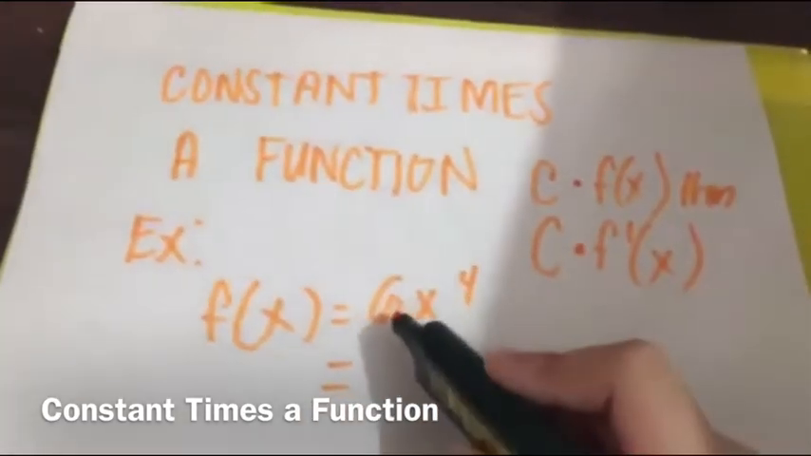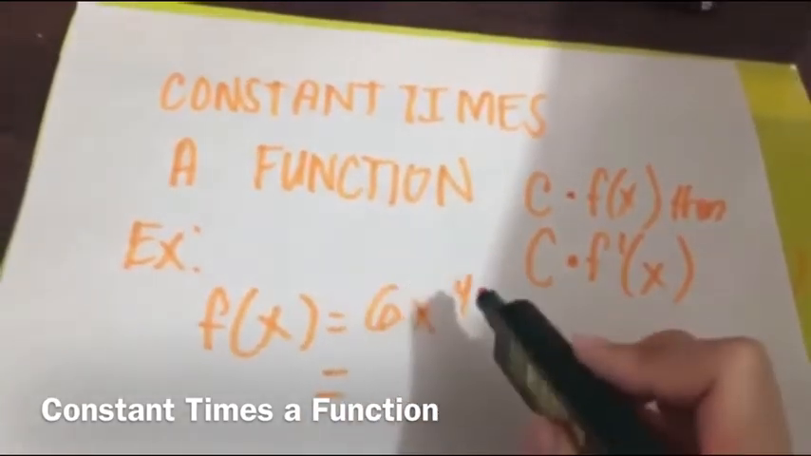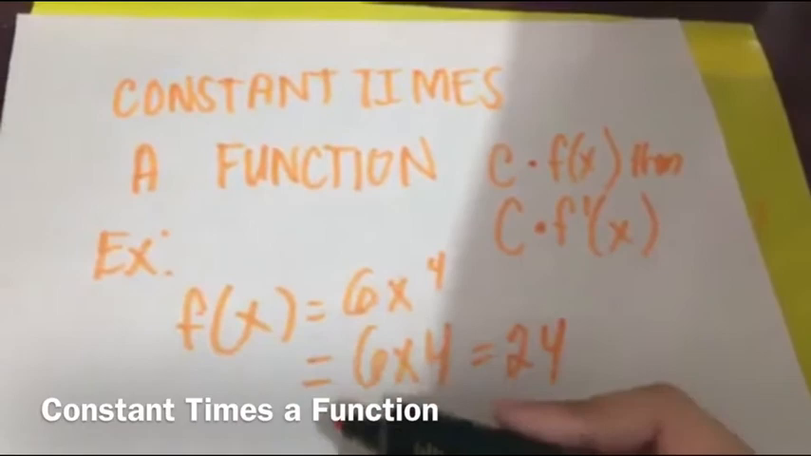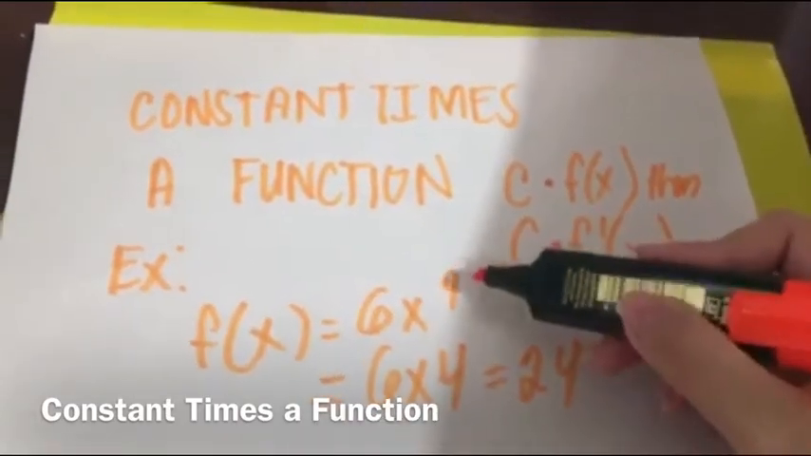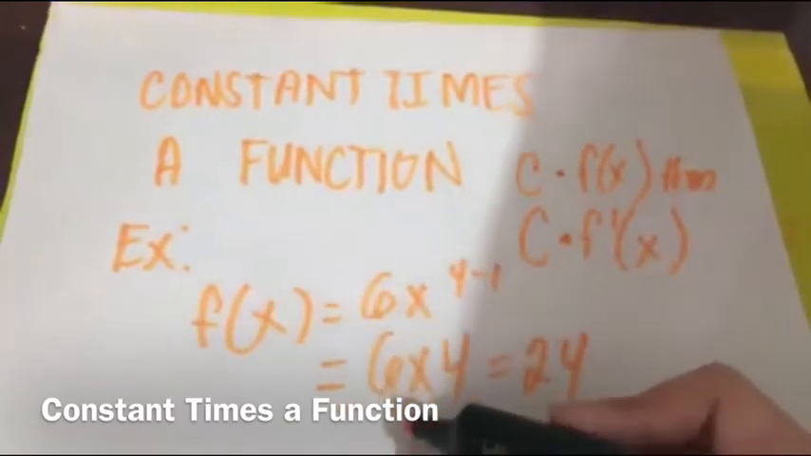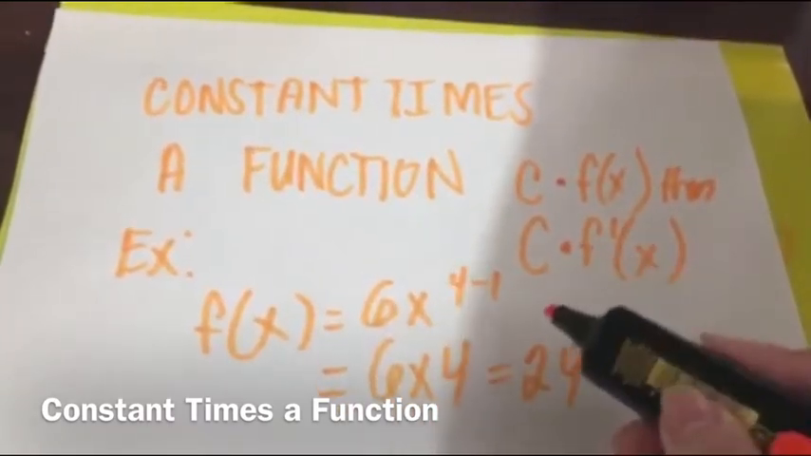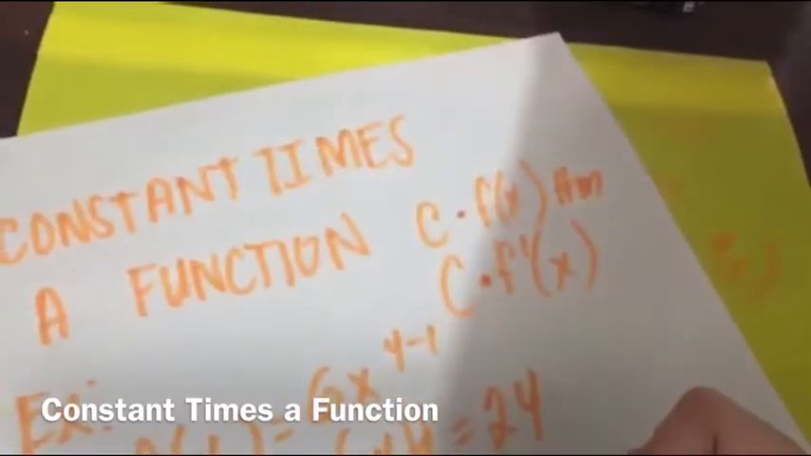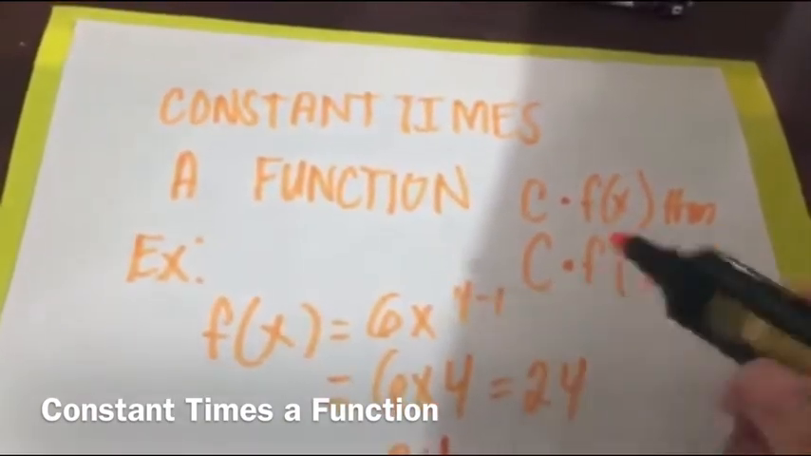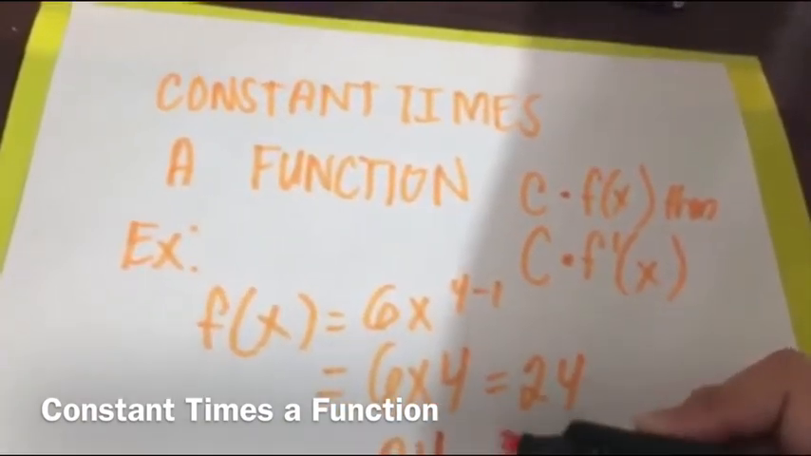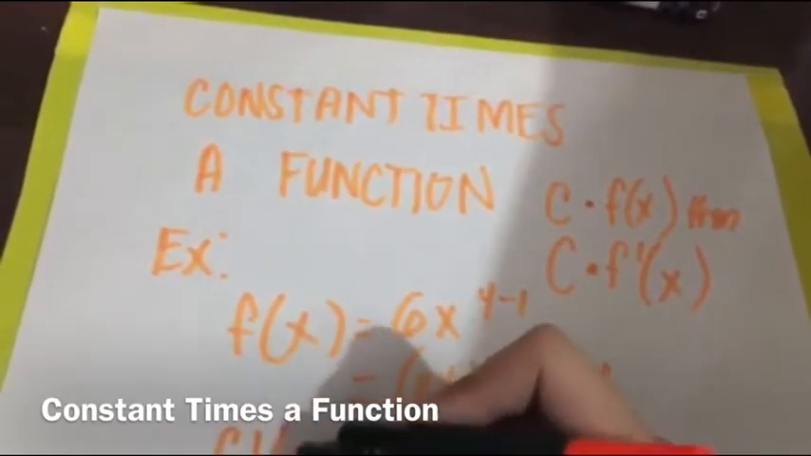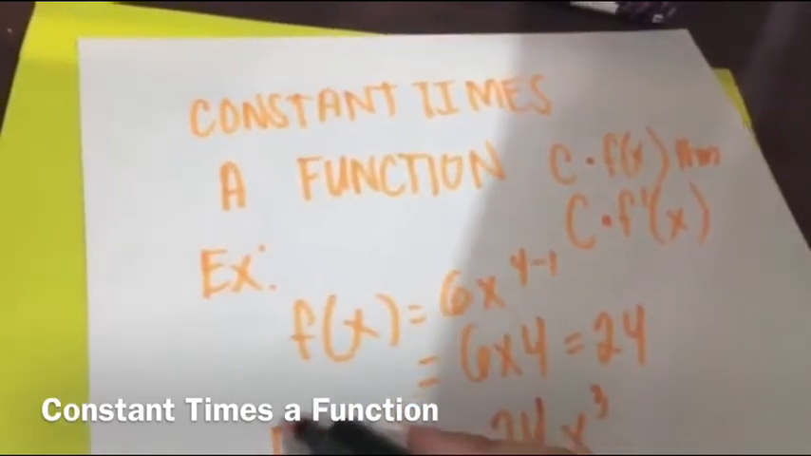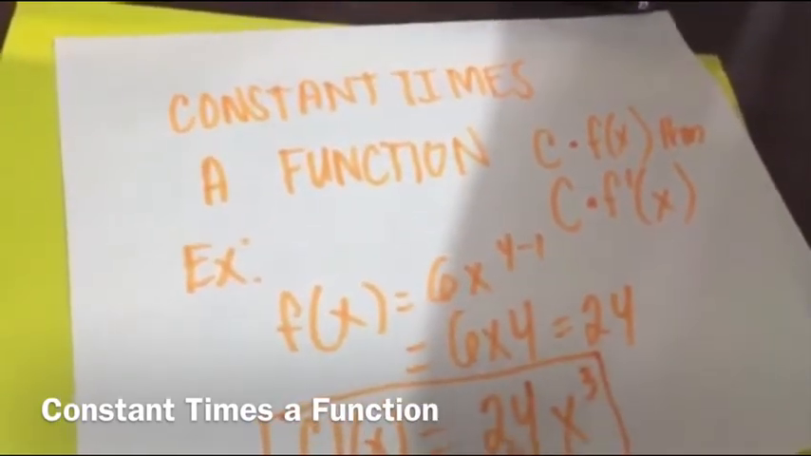So we will multiply 6 by the power of 4. So 6 times 4 is equal to 24. In the rule constant times a function, you will subtract 1 from the power. So 6x raised to 4 minus 1. Then 4 minus 1 is equal to 3. So the final answer is f prime of x is equal to 24x cubed. So this is the final answer.